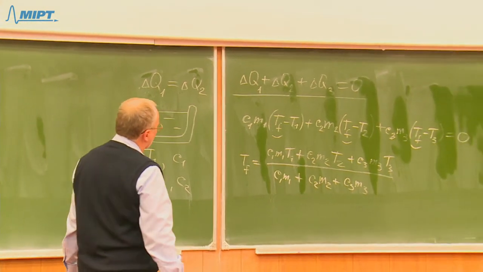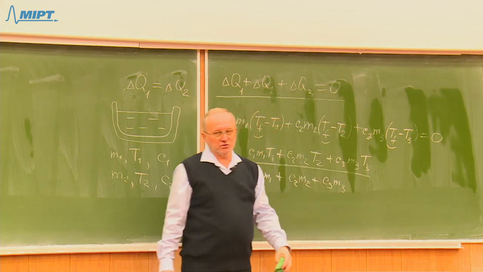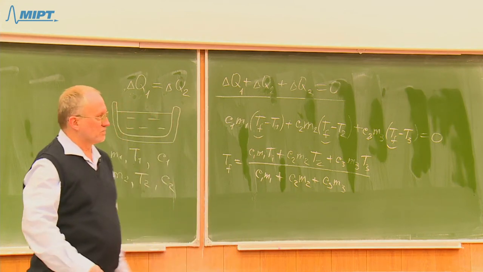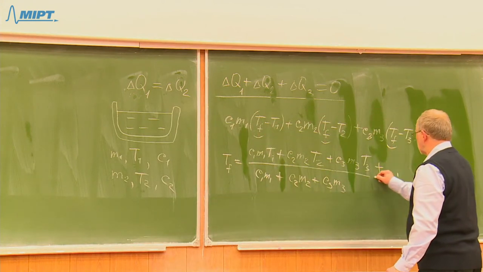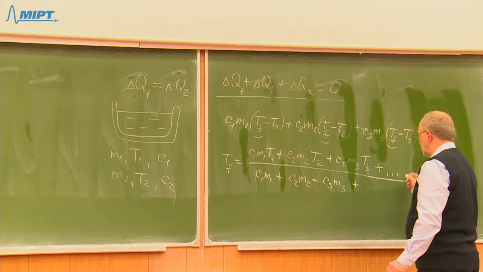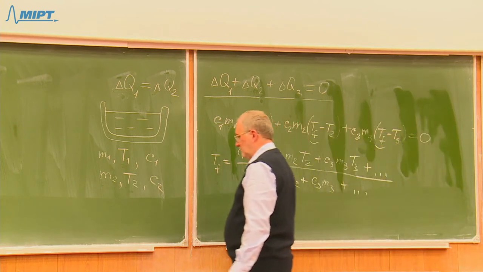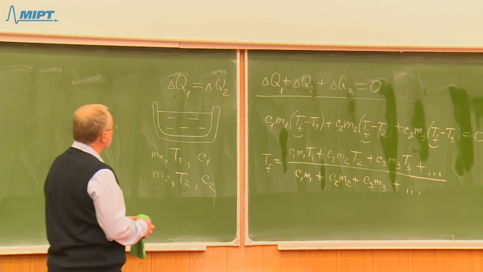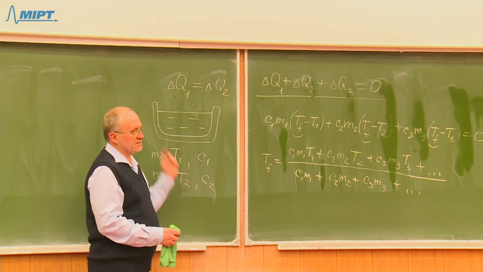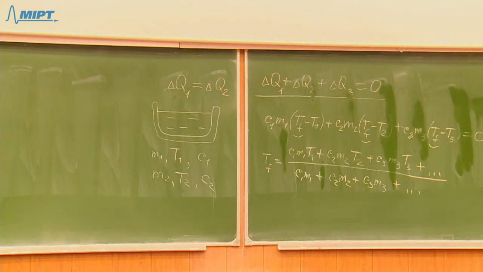That is, obviously, you can add here many other terms corresponding to other liquids if you have more than three liquids, and the final answer will be the same. Here you will have additional terms corresponding to other types of liquids, liquid number four, liquid number five, etc. So this formula will hold for any number of liquids mixed together in a single adiabatic container. So that's the way we consider the mixture of several liquids.